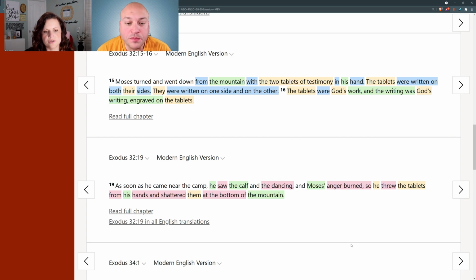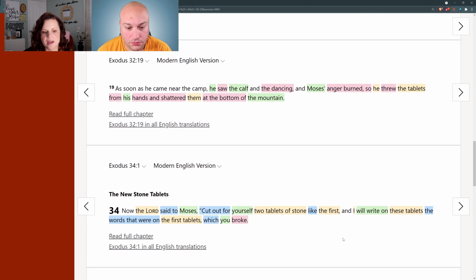Exodus 32, 15 through 16, Moses turned and went down from the mountain with the 2 tablets of testimony in his hand. The tablets were written on both their sides. They were written on one side and on the other. The tablets were God's work, and the writing was God's writing engraved on the tablets. Exodus 32, 19, as soon as he came near the camp, he saw the calf and the dancing, and Moses' anger burned. So he threw the tablets from his hands and shattered them at the bottom of the mountain.